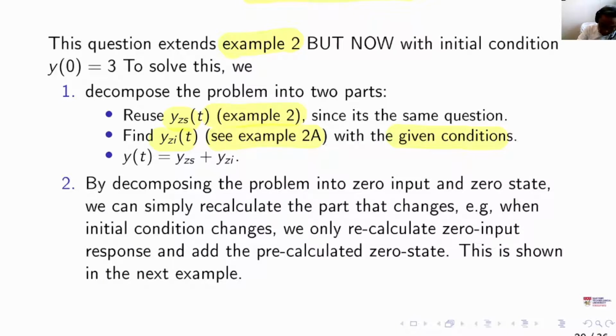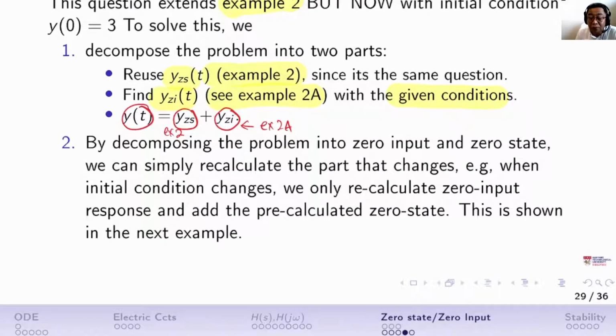So here, alright, we have zero state from example 2. We have Zs, zero state due to example 2. We have Zi due to example 2a. And together is y of t. Now, we already know that if we have already computed Zs, we do not need to compute again. So we are only going to compute Zi this time.